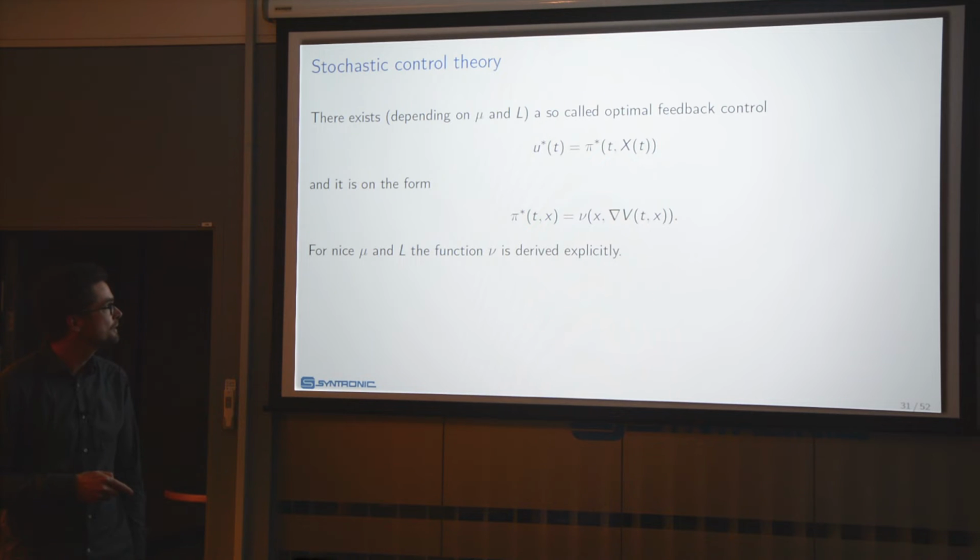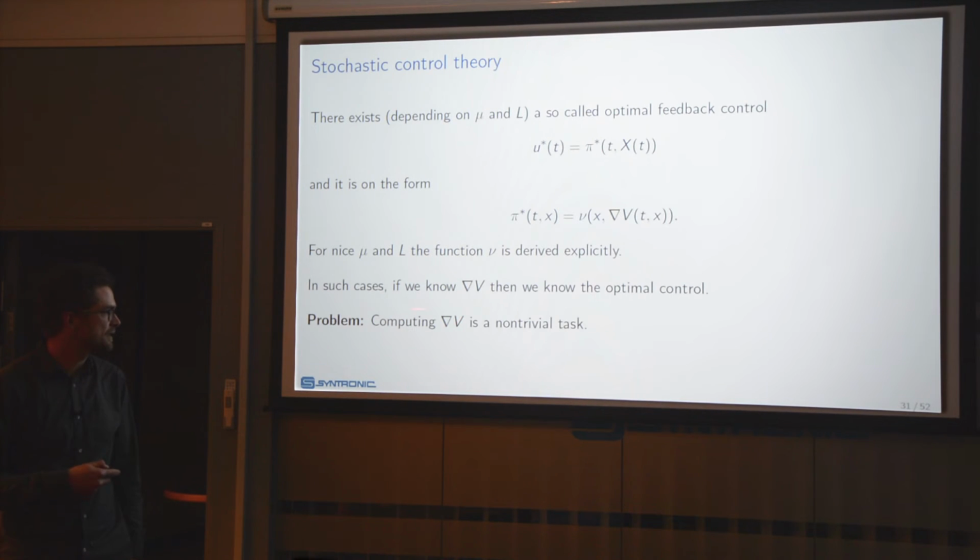That's the form of the feedback control. And deriving nu in concrete examples, for instance the one for the inverted pendulum, is an easy part of the problem. It's a bit cumbersome, it's some algebra just to derive it, but it's not a difficult part of the problem. But the problem is that computing the gradient is a non-trivial task.